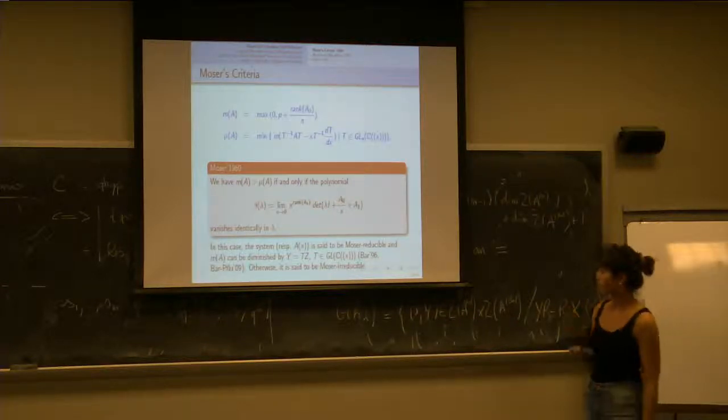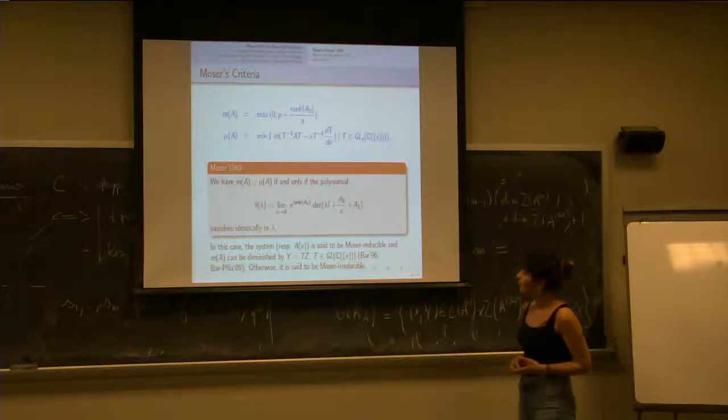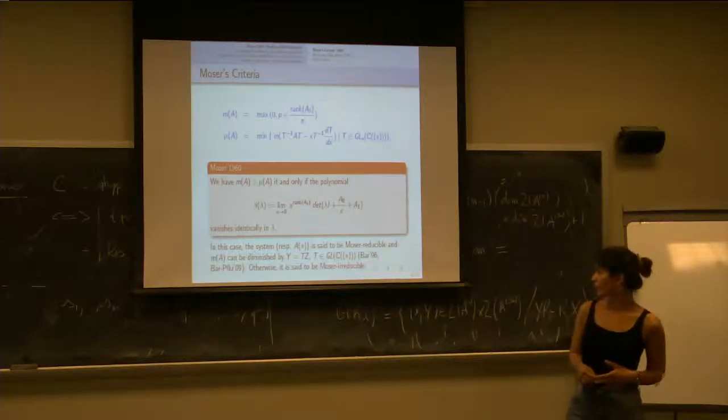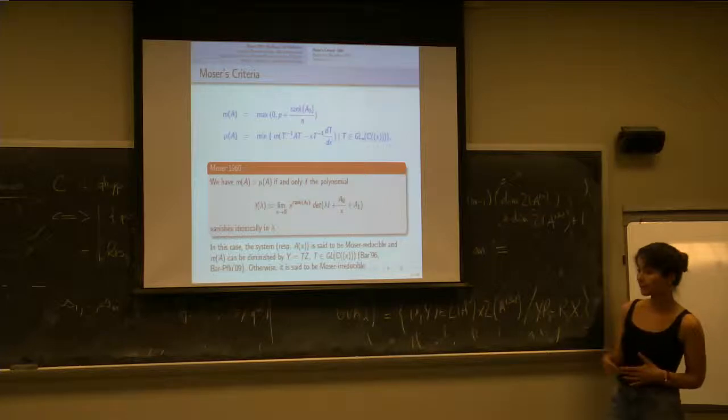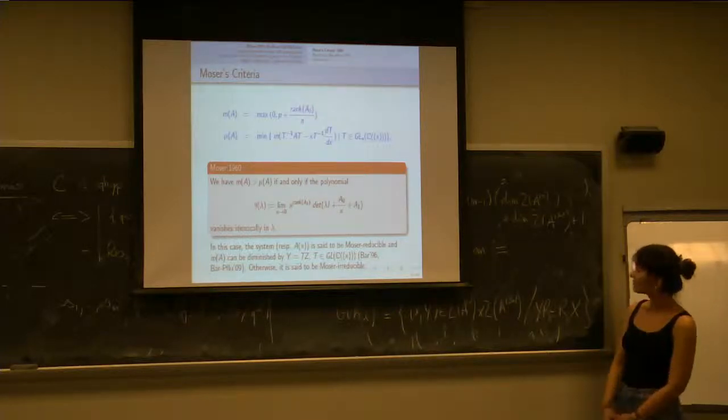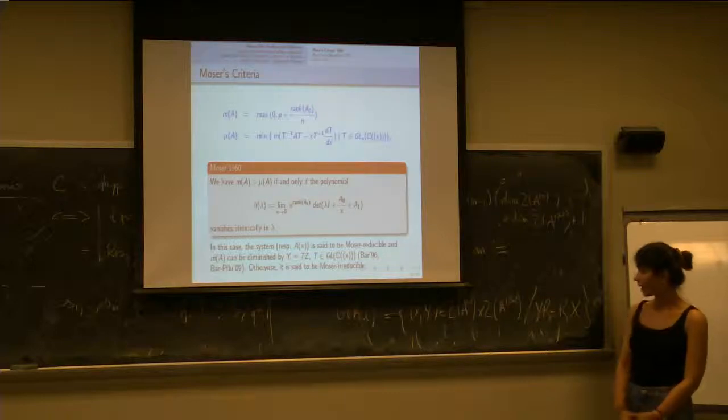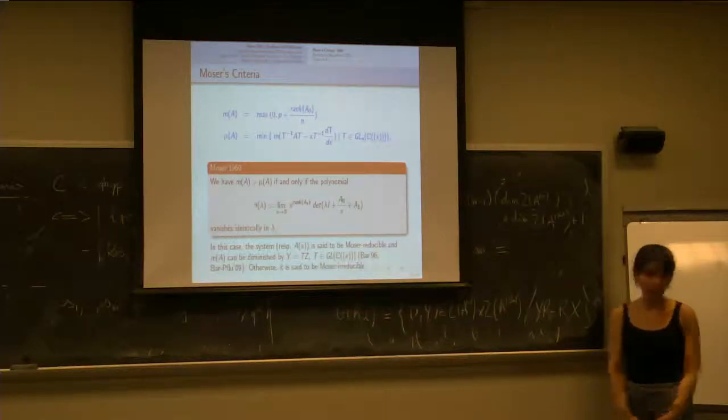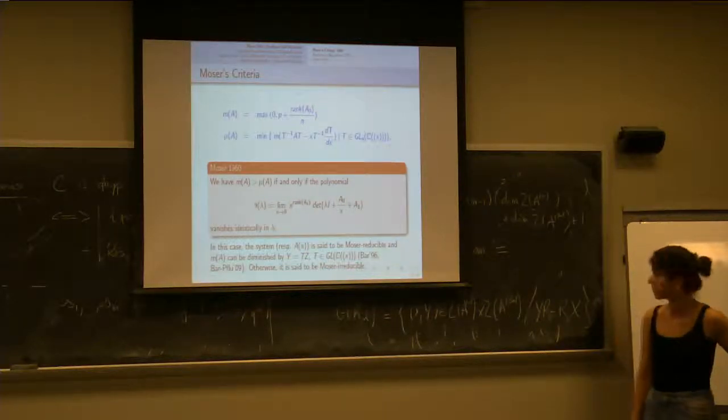And so in the case that theta(lambda) is equal to 0, the system, and respectively A(x), is said to be Moser-reducible, and m(A) can still be diminished by a change of basis. Otherwise, it is said to be Moser-irreducible.